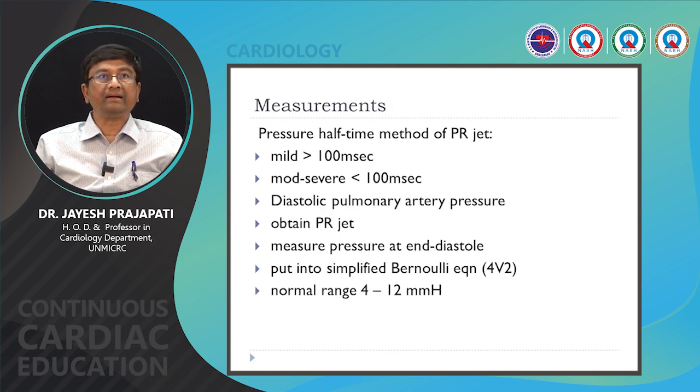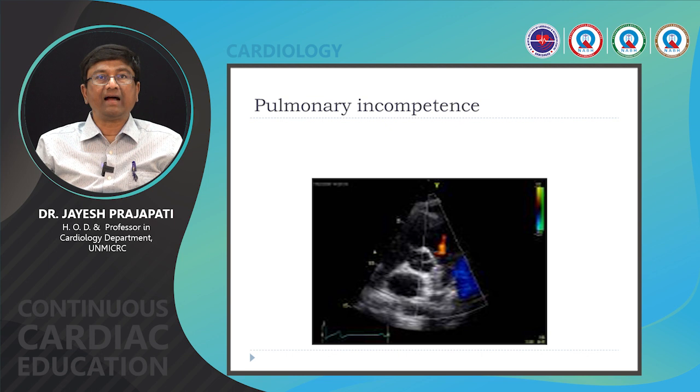So we have to measure the PR jet and we have to see the pressure half time. Sometimes we are not seeing any PR and we have to look for PH. We have to see the pulse Doppler at the pulmonary valve. Normally the pressure half time is more than 120 milliseconds. Mild is more than 100 but less than 120. Less than 100 means PH is present. So this is a very important thing and this is how we measure.